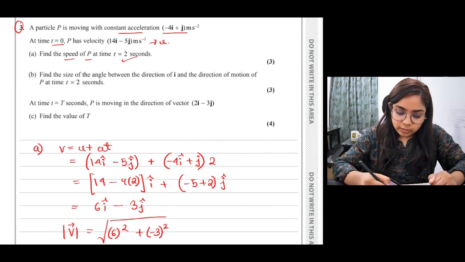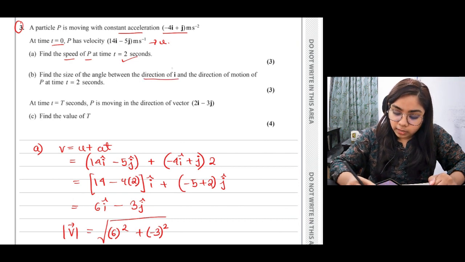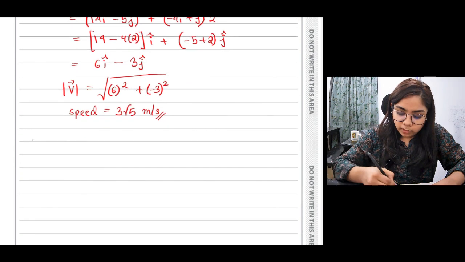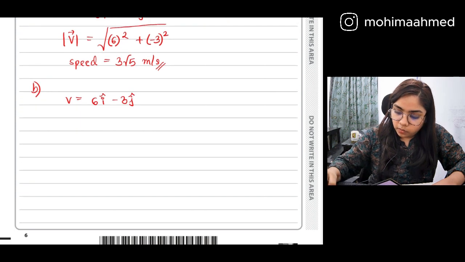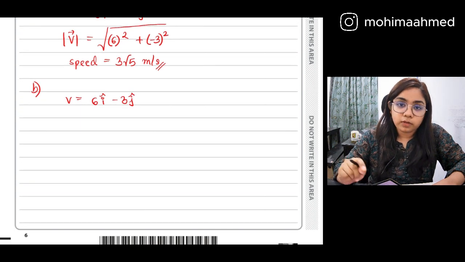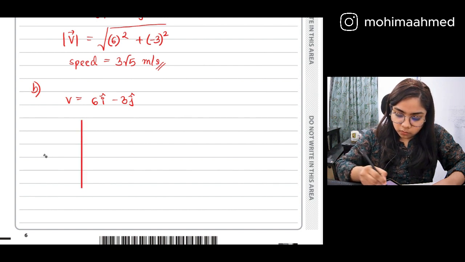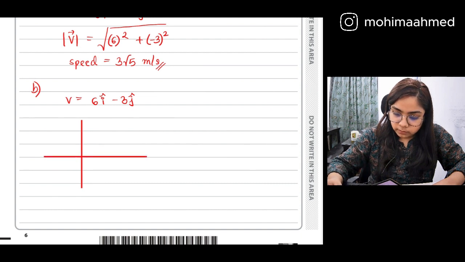For part B, it says that the size of angle between the direction of i, I mean positive x-axis, and the direction of motion of particle at time t equals 2 seconds. That means you basically have to find out the angle. I already know the velocity of the particle at time t equals 2 seconds was this 6i minus 3j, right? And now I have to find out what angle it was creating with the positive x-axis. Vector direction i means positive x-axis, so I'll just draw it out. Positive 6 on the x-axis, and minus 3 means it will be over here.